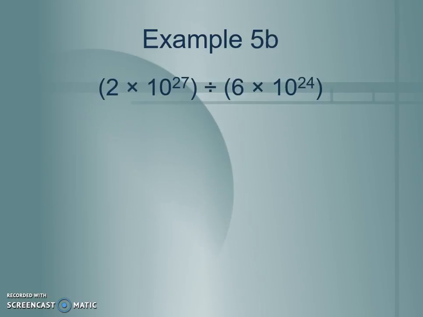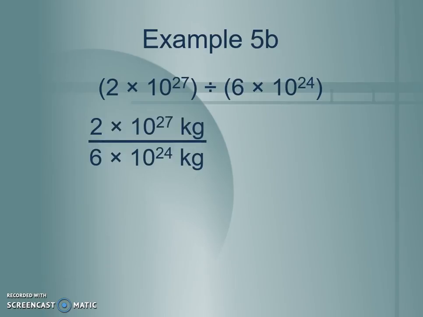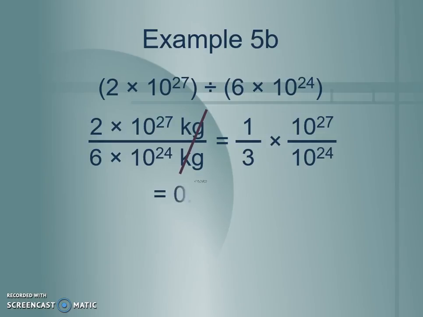5b, approximately how many times more massive is Jupiter than Earth? So when we are saying how many more times, we're actually dividing. And so we're just going to set it up like a fraction and deal with each part. So our kilograms cancel out first of all. And then we have 2 over 6, which reduces to 1 over 3, and 10 to the 27th divided by 10 to the 24th. We can just subtract those.